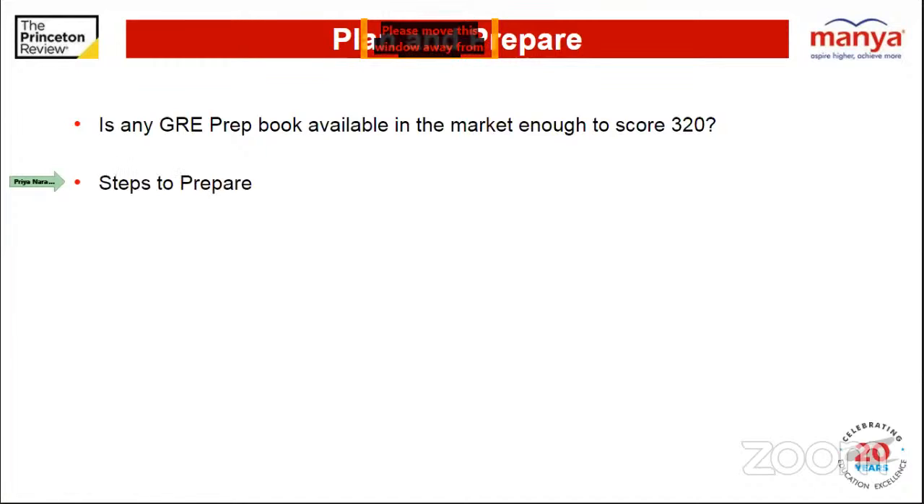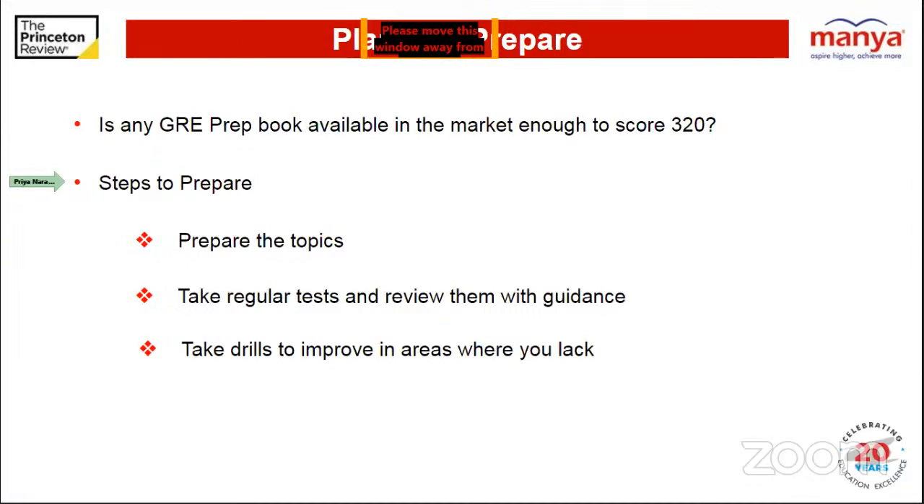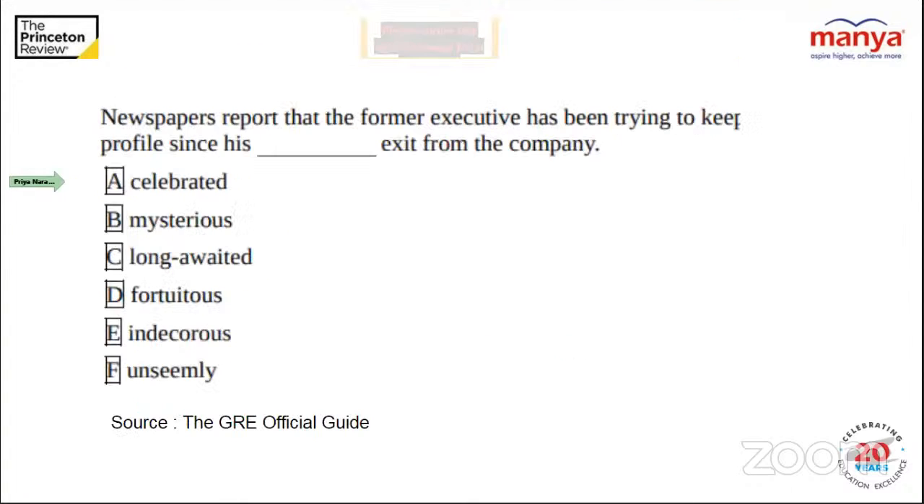So what are the steps to prepare? I was already talking about it. Prepare the topics, take regular tests. Don't repeat the test. Okay, that is not going to be of any use. Don't waste your tests. As in when you're ready, take a test. Okay, and after the test, work through it. If need be, you can take professional guidance there to review your test, understand where you're lacking and what should be done next. Okay, and accordingly start practicing in the areas and the study plan and sticking to it. Right, these are the major ones to improve your score.